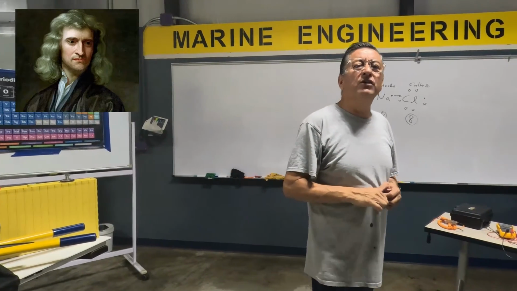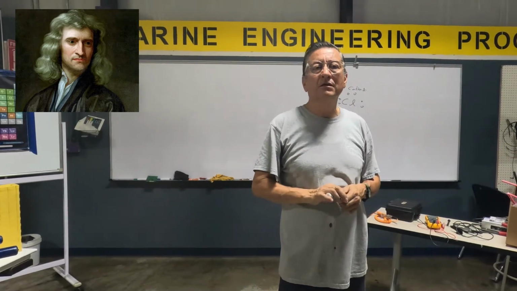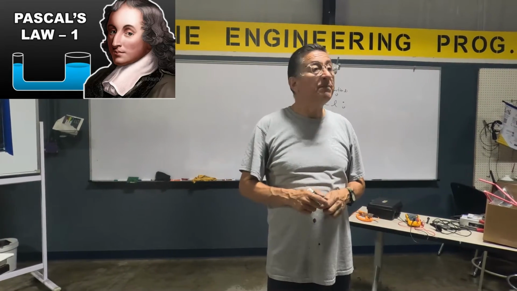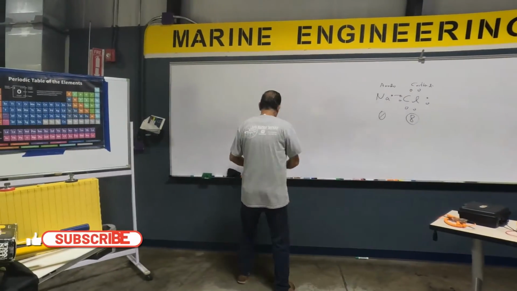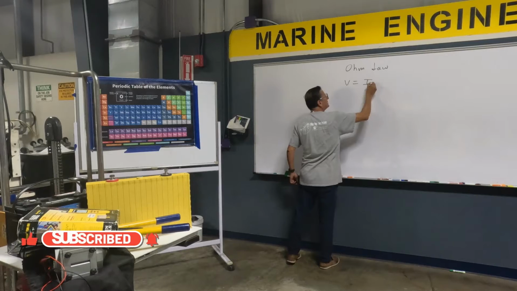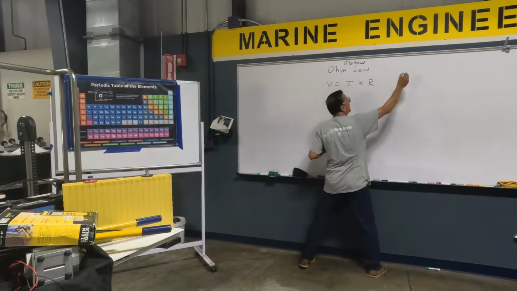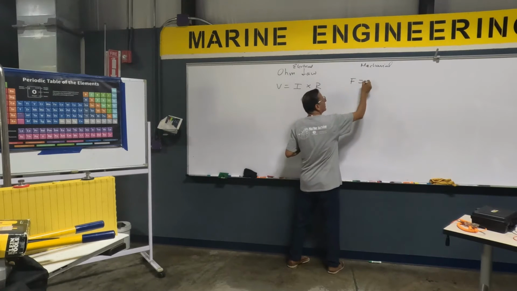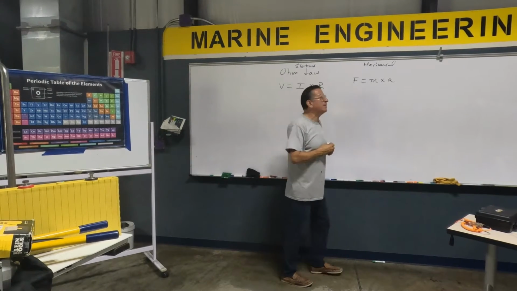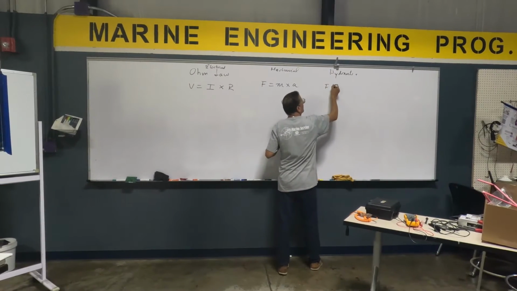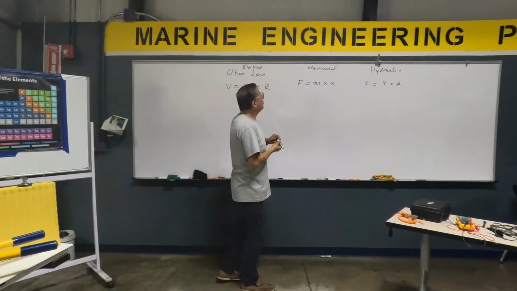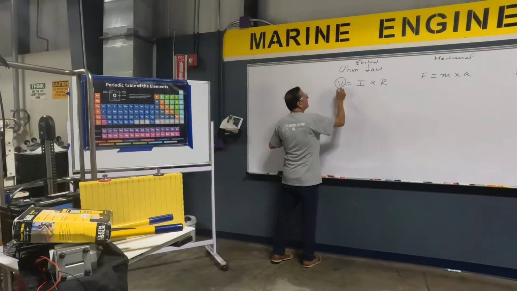What is the genius of the mechanical designs? Mr. Newton. And what is the genius of the hydraulic systems? Monsieur Pascal. Okay, in electricity, the Ohm law states that the voltage is equal to the intensity times the resistance. In mechanical, what is the formula? Force is equal mass times acceleration. And you remember what is the formula of Monsieur Pascal in hydraulics? Pressure times area.